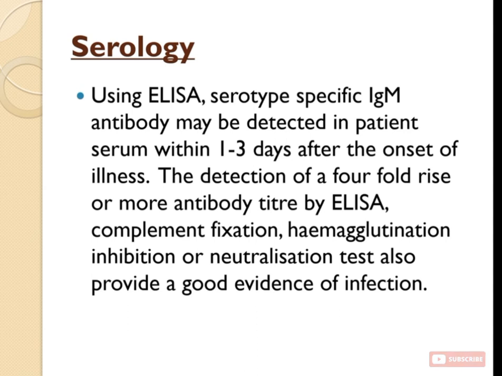Serology. Using ELISA, serotype-specific IgM antibody may be detected in patient serum within 1 to 3 days after the onset of illness. The detection of a 4-fold rise or more in antibody titer by ELISA, complement fixation, hemagglutination inhibition, or neutralization test also provides good evidence of infection.